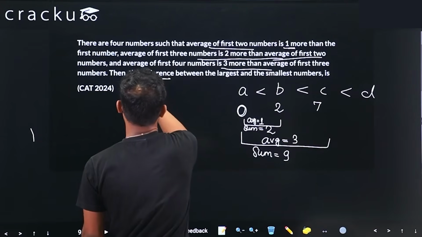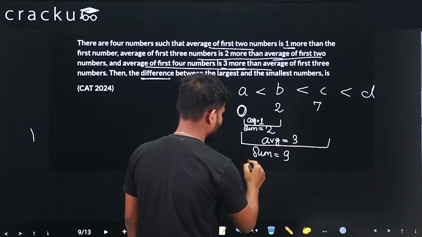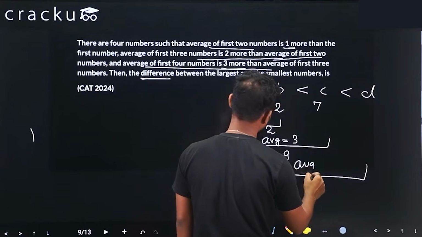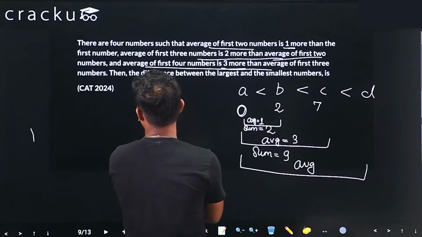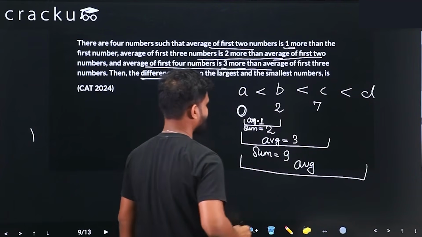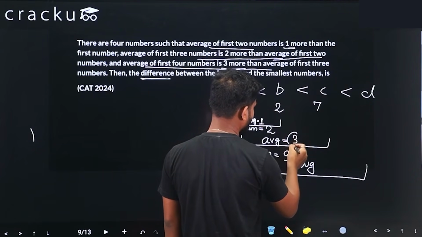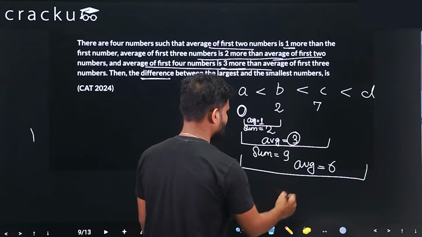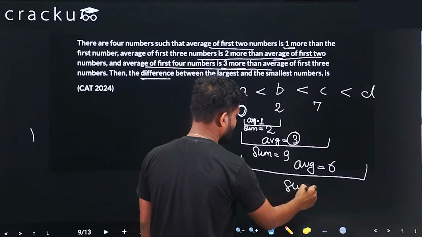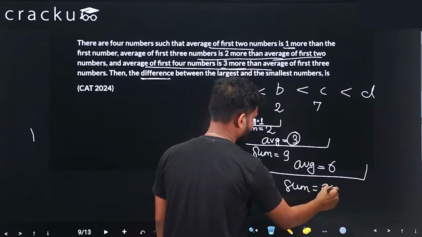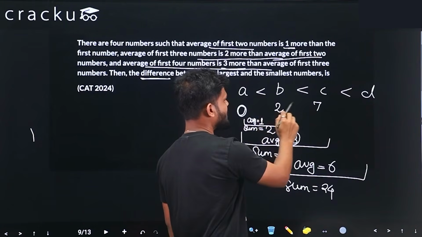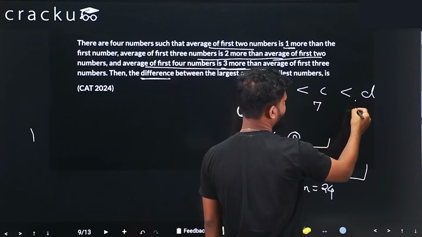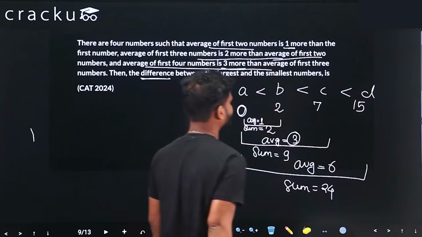Now the average of the first 4 numbers. So this average is what? It is 3 more than the average of the first 3 numbers. So what is the average of the first 3 numbers? It is 3. It is 3 more than that, it means it is 6. So what will be the sum of 4 numbers? It will be nothing but equal to 24. Now 0 plus 2 plus 7 plus something is equal to 24. What should D be? D should be 15.